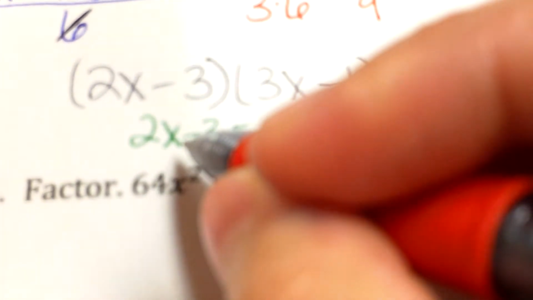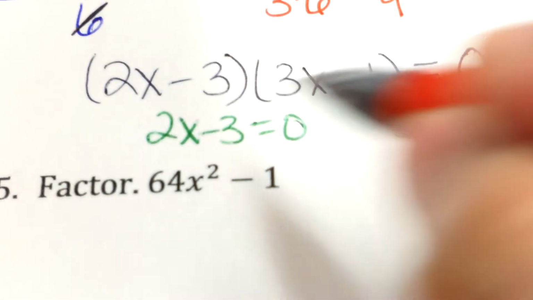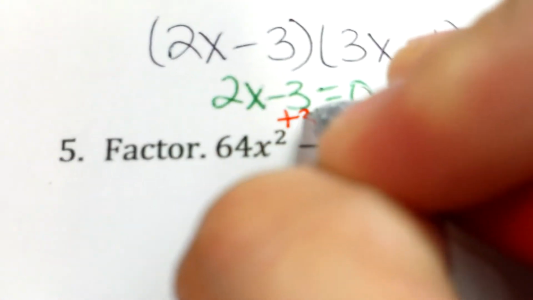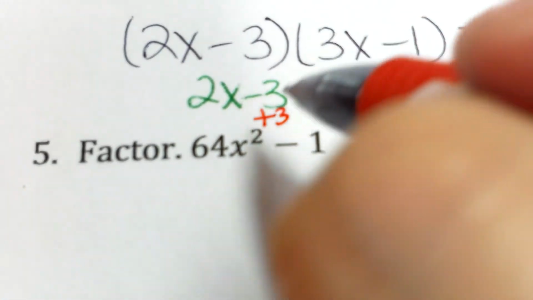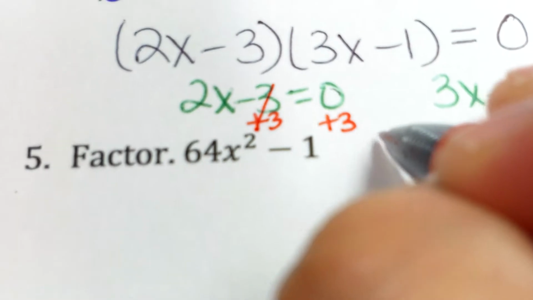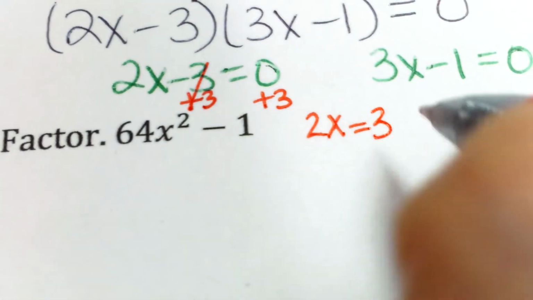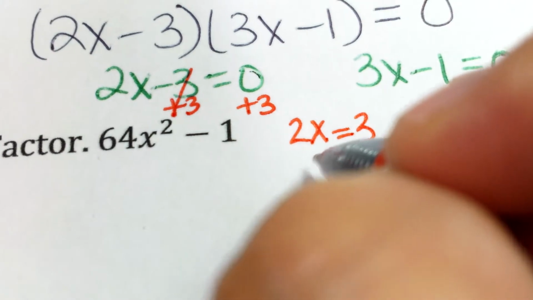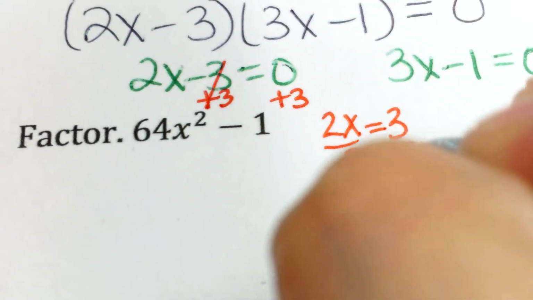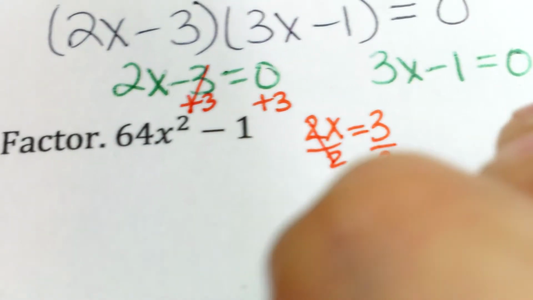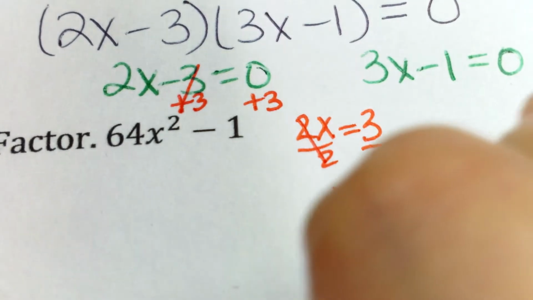So here we want x by itself, so we need to get rid of the minus 3. We're going to add 3 to both sides. This cancels, so I have 2x equals 3. I ran out of room. And we divide by 2. X equals 3 halves.